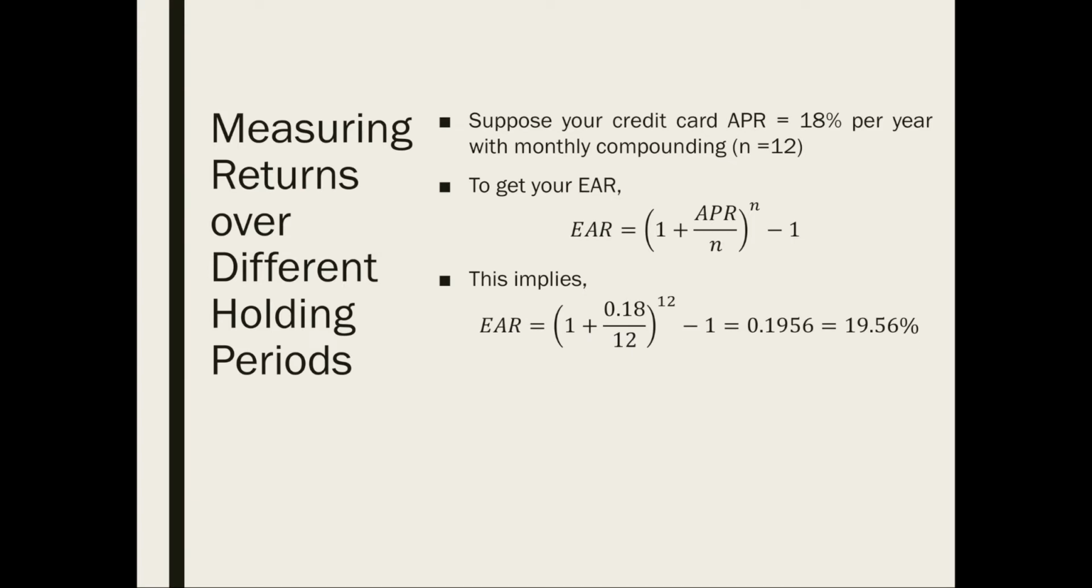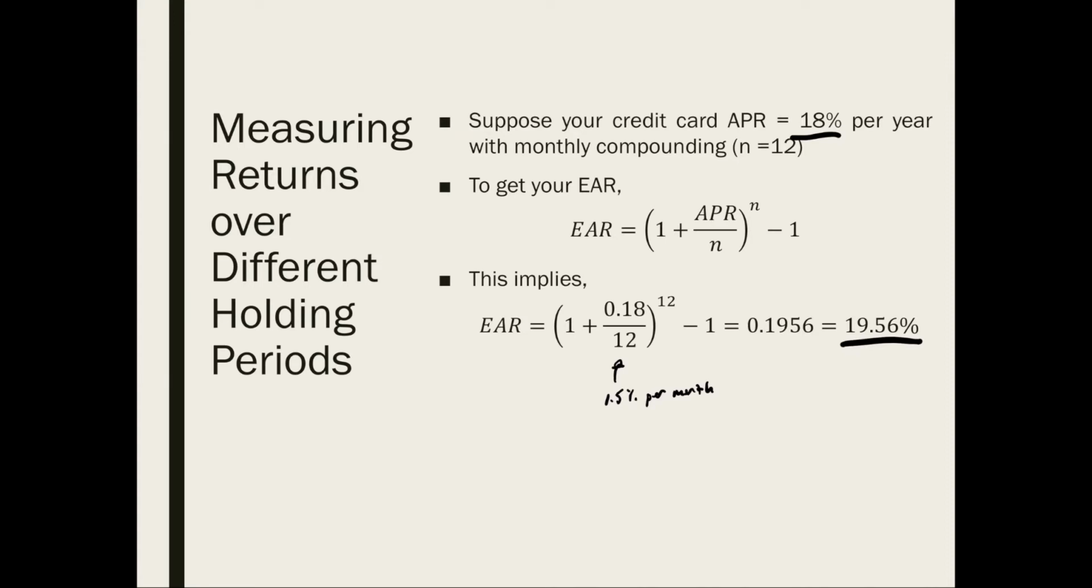So what this would imply is that your EAR is equal to 1 plus 18% per year divided by 12. So this is meaning that they are charging 1.5% per month. We would take that value, raise it to the 12th power, subtract 1, and we would get an EAR of 19.56%. Your EAR will always be greater than your APR if you have more than one compounding period. So that APR is a simple interest rate. That EAR is the true rate, the rate that does take into consideration compounding.